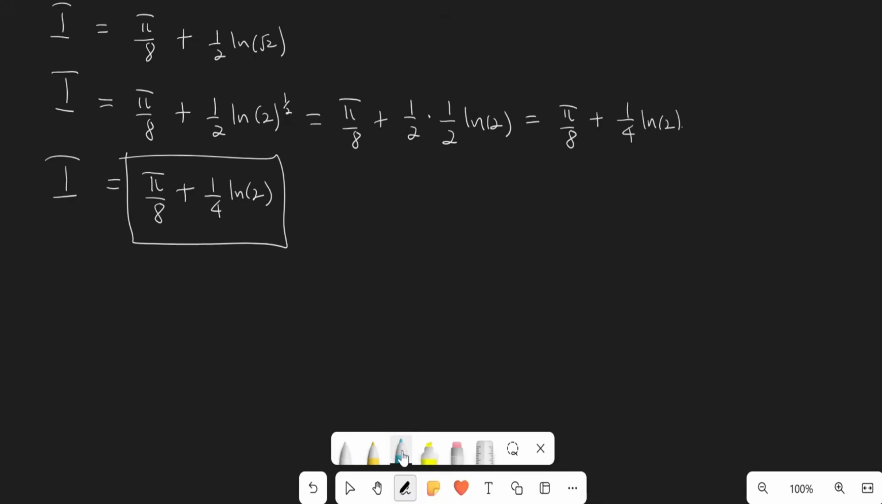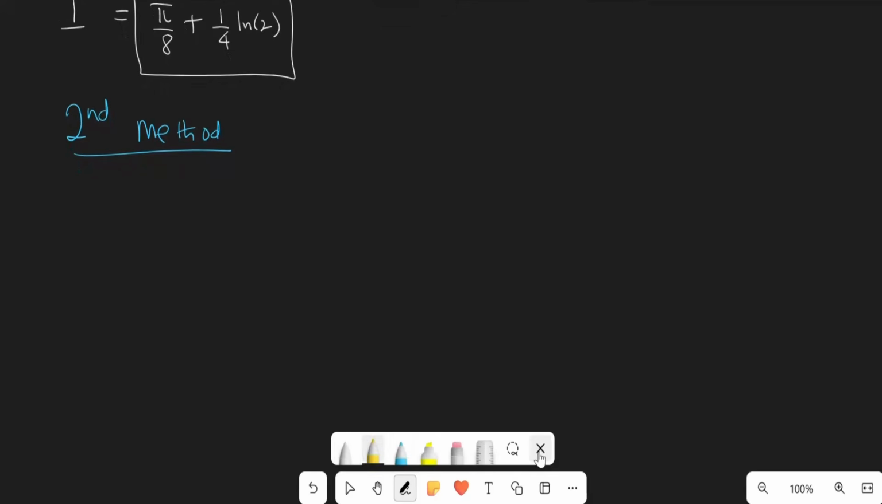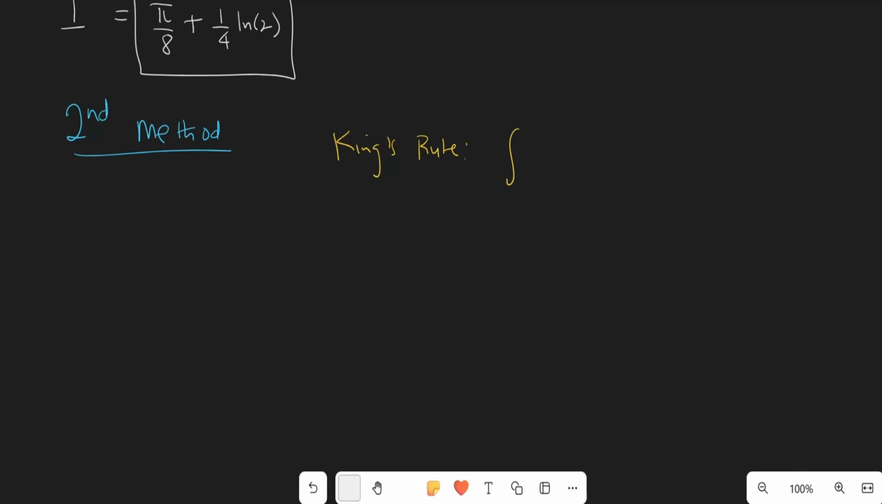And now let's tackle the second method. With the second method, we are going to use what we call the King's rule. The King's rule states that the integral from a to b, this is only for definite integrals, the integral from a to b of f of x dx is equal to the integral from a to b of f of a plus b minus x dx.